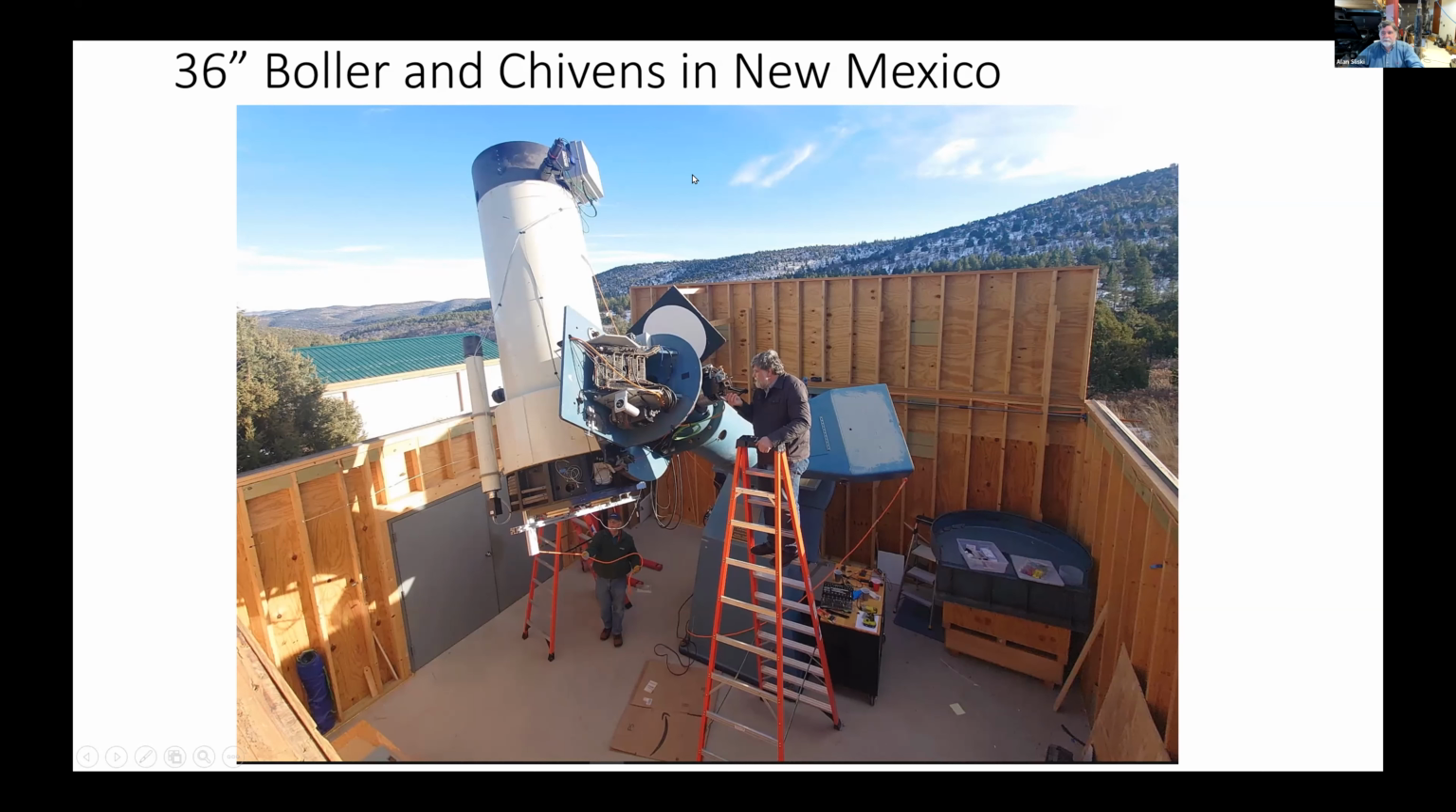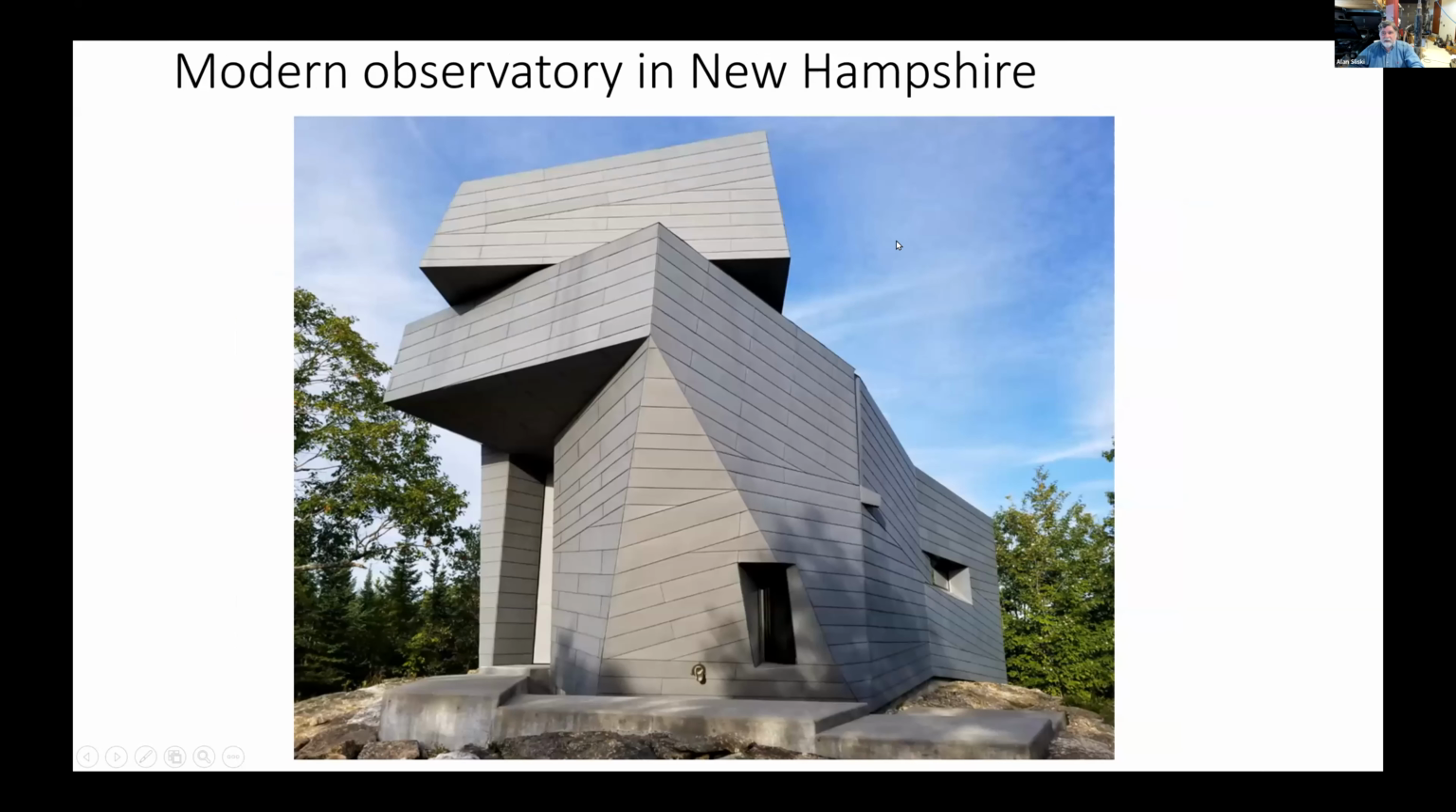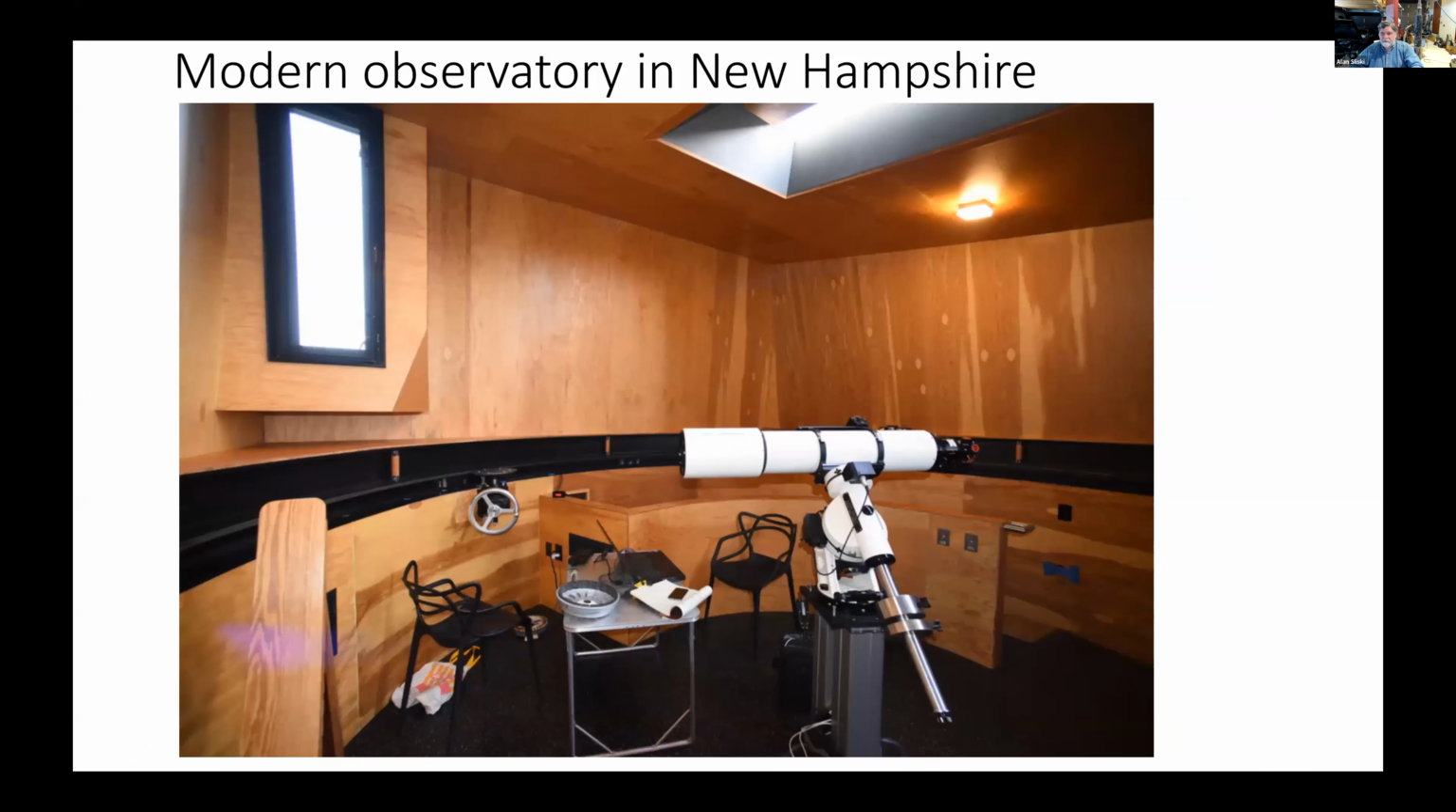with 4 instrument ports. This is the other end of the universe, which is a very modern architect designed observatory, New Hampshire. The owner told the architects he wanted it to look like aliens live there, and they succeeded. This is the inside. It's got an 8-inch refractor, and I'm automating the dome and the shutter and things like that, so this can be run remotely.